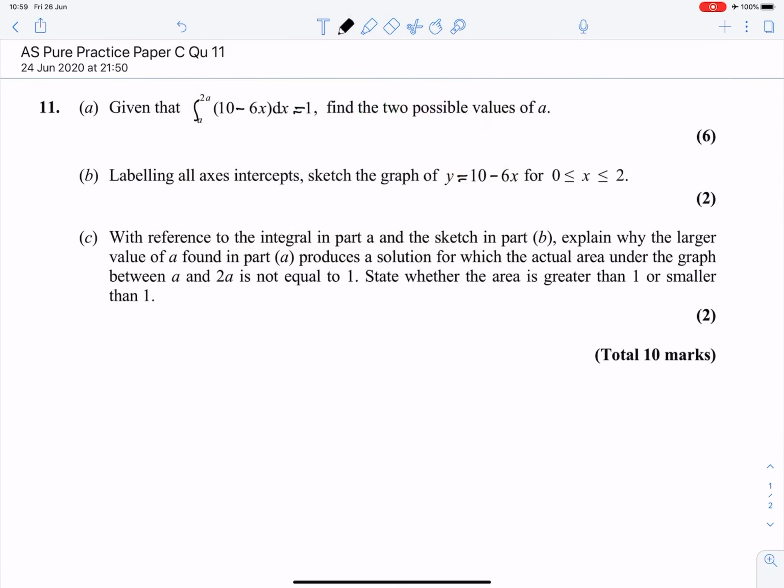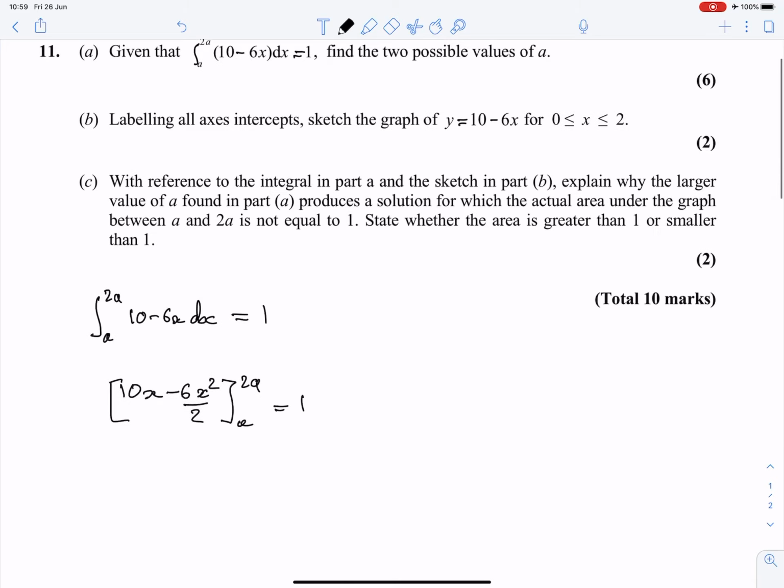So here we go, question 11. Given that the integral from 2a to a of 10 minus 6x dx is equal to 1, find two possible values of a. So we need to do the integral. Write down the constant, add 1 to the power, divide by the new power. Between 2a and a is equal to 1.